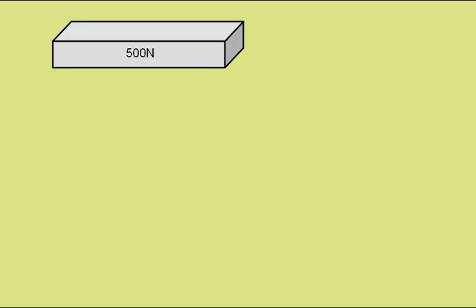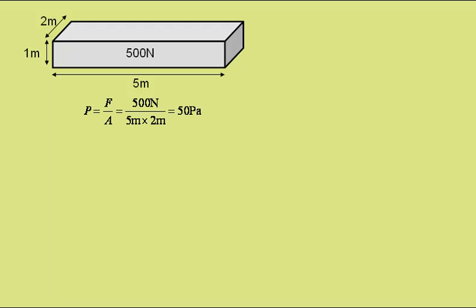Let's look at this in a very simple case. Here we have a block of weight 500 newtons. The dimensions of the block are 5 meters by 1 meter by 2 meters. So at the moment, the way the block is resting, its pressure will be force divided by area. The force is the weight of the block at 500 newtons. The area of this bottom face is 5 meters by 2 meters, giving a pressure of 50 pascals.